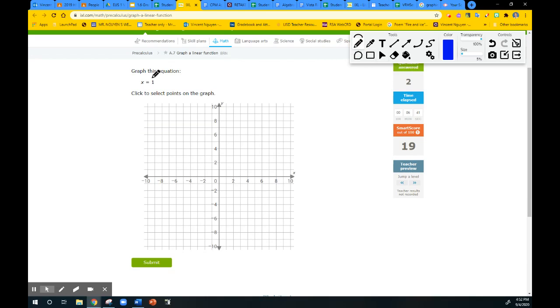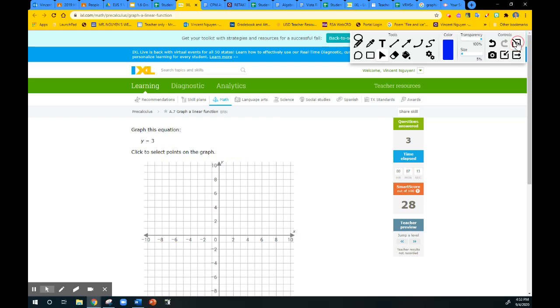Okay. Oh, good. I was waiting for one of these. So this is a vertical line, right? Because it's just x equals some number, right? So we're going to begin at 1 on the x value. And to make a vertical line, all you have to do is select any point along this line. No tilting, don't tilt it. It has to be straight up and down. So you can select any point along this line. It will give you a vertical line. Okay, and you're done. Submit.